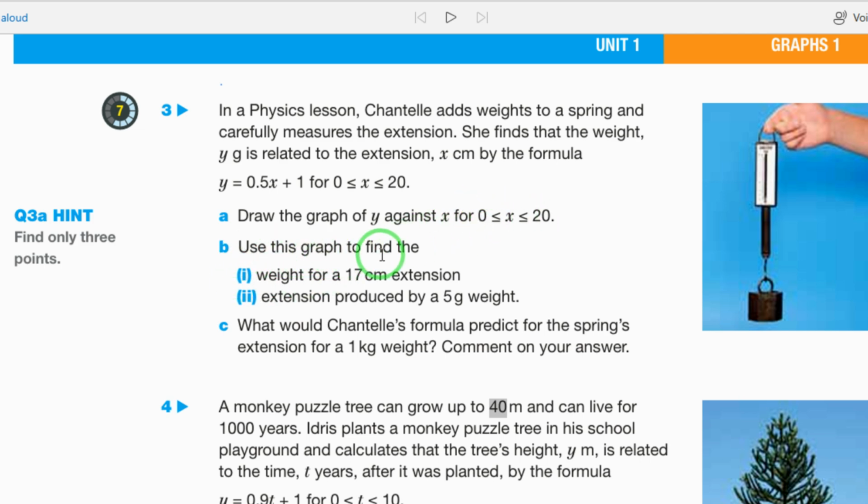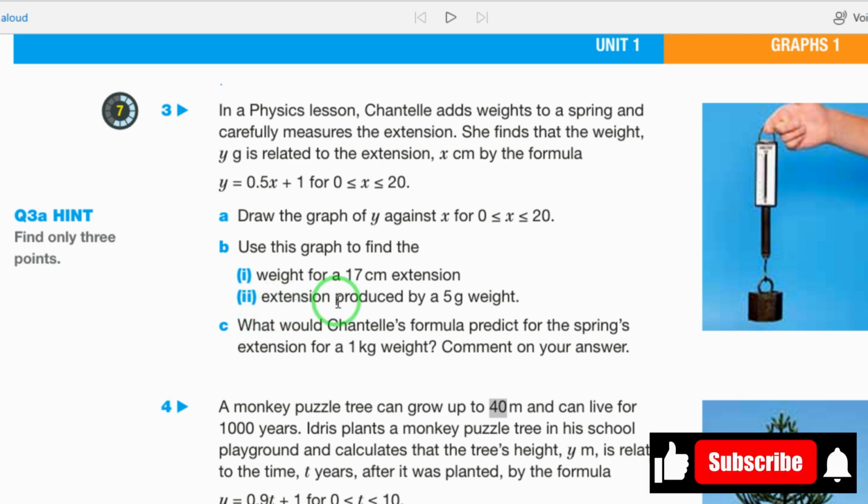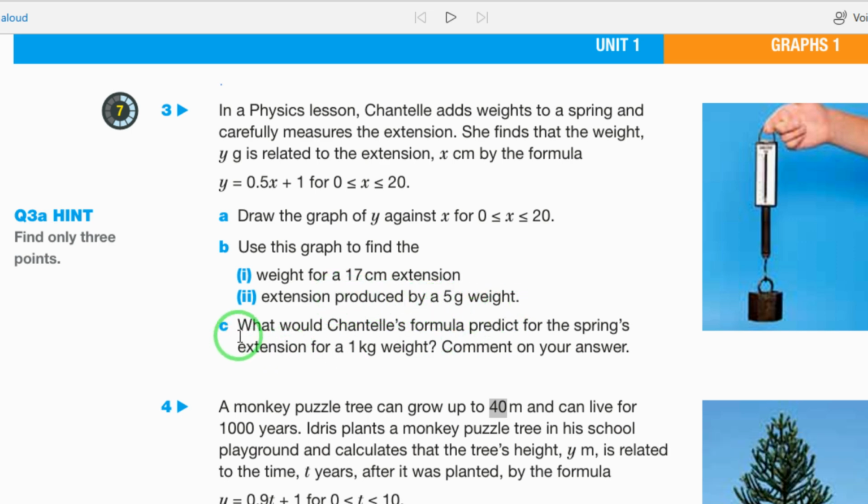Then use this graph to find the weight for a 7 centimeter extension. Part B, the extension produced by a 5 gram weight. And part C said what would Chantal's formula predict for the spring's extension for a 1 kilogram weight? Comment on your answer. Let's get started with this question.